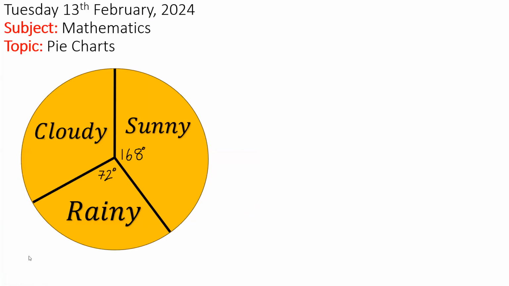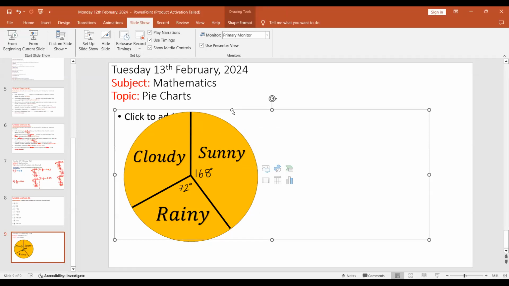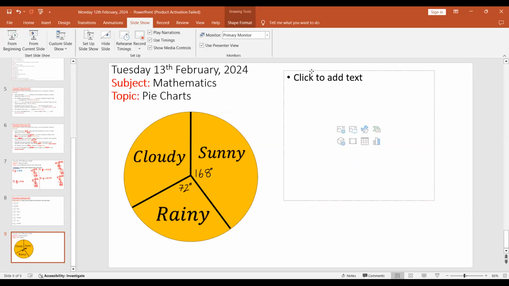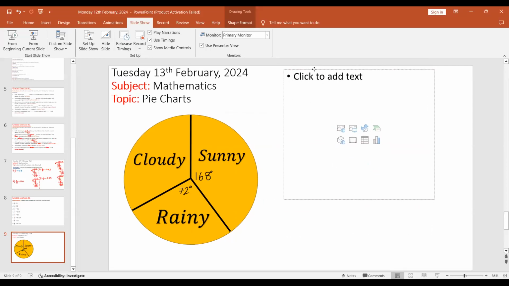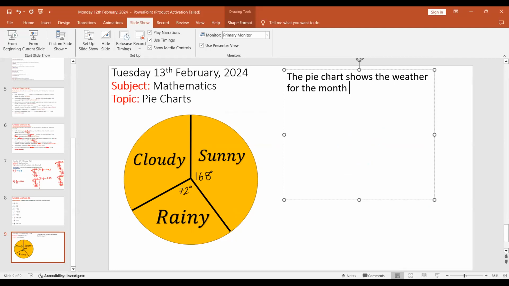All right, so let's go ahead and start. So it says here, the pie chart shows the weather for the month of September.